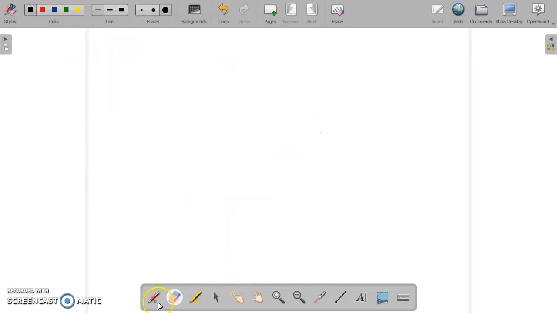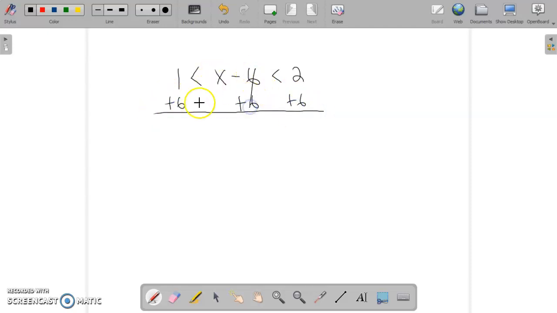Next problem. We now have 1 minus x minus 6. And if I said minus, that's less than. My apologies. Less than 2. So your goal is to have x by itself. How do you get rid of a minus 6? The opposite is add 6. So you're going to add 6 to each of the sides. This cancels. You're now left with 1 plus 6 is 7.